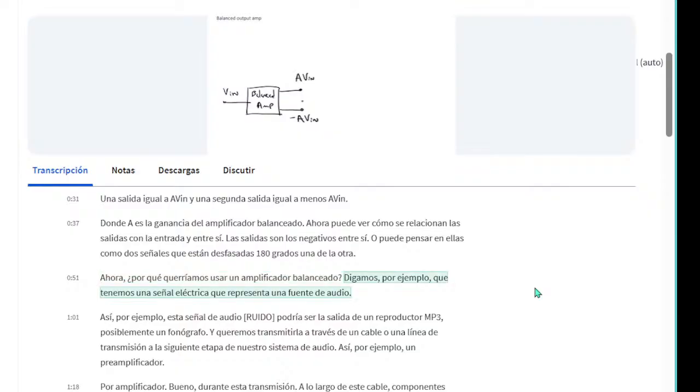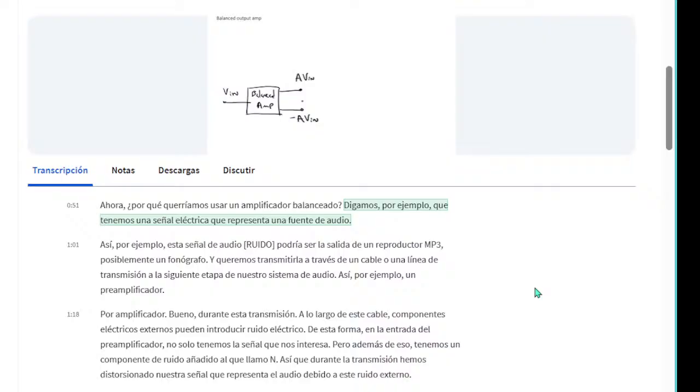Say, for example, we have an electrical signal that represents an audio source. So, for example, this audio signal could be the output of an MP3 player, possibly a phonograph, and we want to transmit it through a cable or a transmission line to the next stage in our audio system. So, for example, a preamp.